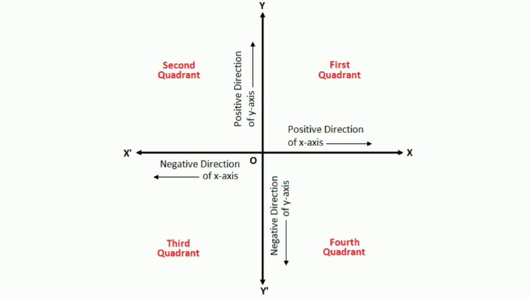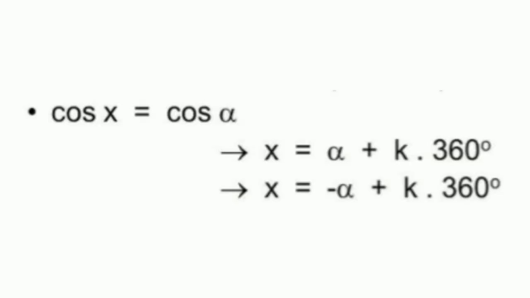Cos half is actually 60 degrees also, but since it is minus, it is in quadrant 2. So it will be 120 degrees. Next, we just simply apply the alpha plus k times 360 degrees and minus alpha plus k times 360 degrees formula, since it's a cos.